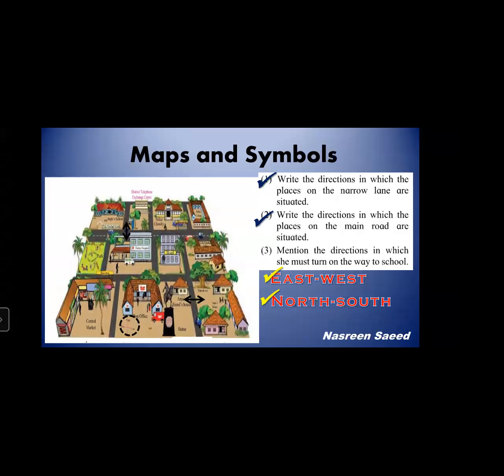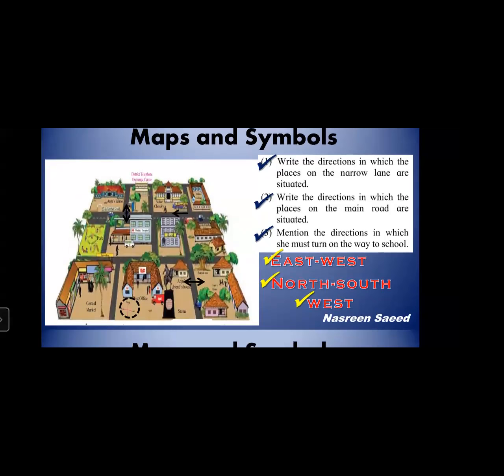Then the third question, mention the directions in which she must turn on the way to school. When she crosses the narrow lane, she makes a turn on the main road. Which direction is the turn? The turn has to be in the west direction. Then she reaches her school. She has to turn in the west direction. Okay. So let's move ahead.